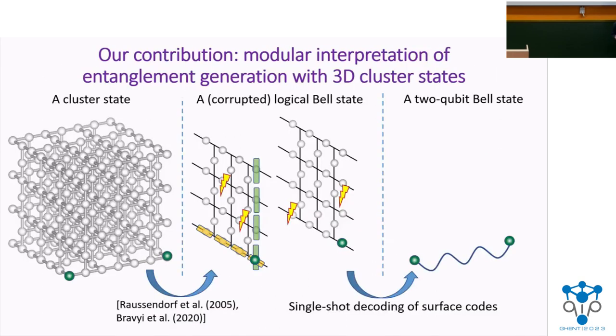Another contribution from our side is that we can interpret the Persigors work from the left column to the right column as a combination of preparing a cluster state and measuring the intermediate black qubits to generate this surface code encoded Bell state, and then applying our single-shot decoding of the surface code.